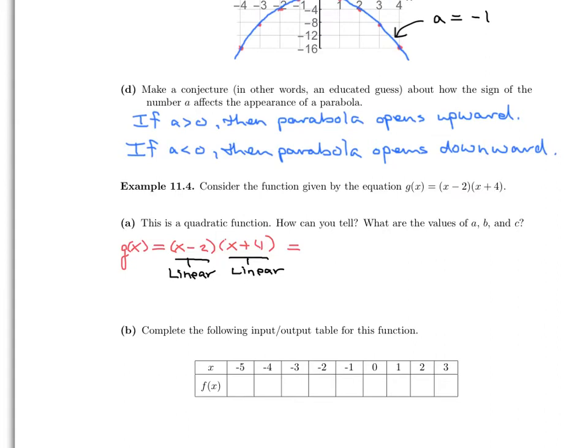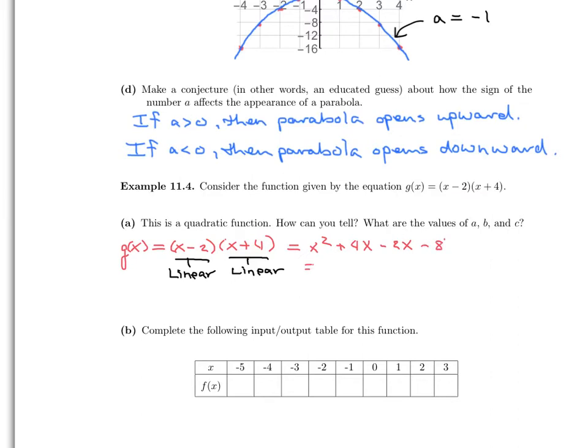So let's multiply these two expressions. X times x gives us x squared. Then we can multiply x by 4 and get 4x. Then we can multiply the negative 2 by x. That will give us a negative 2x. And then we can multiply the negative 2 by 4 and get a negative 8.